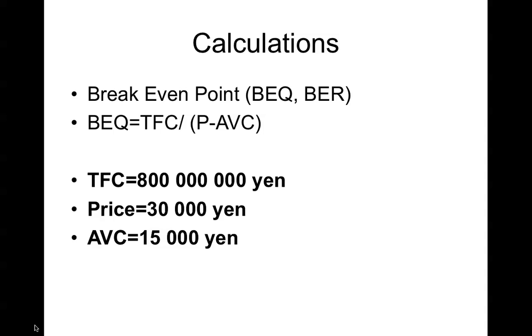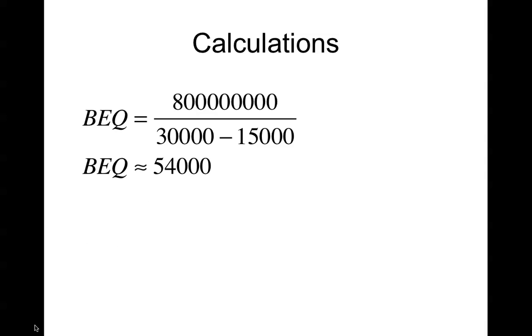Given that the total fixed cost is 800 million and price per hybrid is 30,000 yen and average variable cost to be 15,000, we can use these information to obtain the break-even quantity, which is given the equation break-even quantity equals total fixed cost over price minus average variable cost. The result is 54,000. This is represented in units, as the company requires 54,000 units to break even.